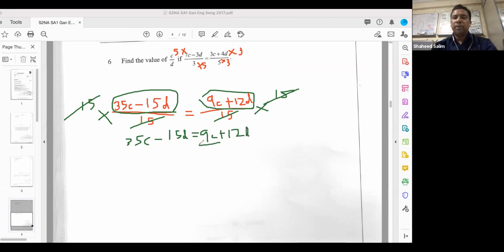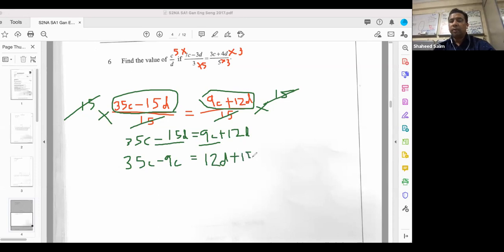Okay, C, I'm going to bring 9C, I bring over here, becomes minus 9C. Right? This one now, minus 15D, I bring over that side. Becomes plus 15D. So when you plus together, 12D plus 15D is equals to 27D. And this one you minus, you get 26C. Now how to do it now? They want you to have C over D. Okay. You know, if I want to find what is C, what do I do? I bring the 26 I put here, correct?